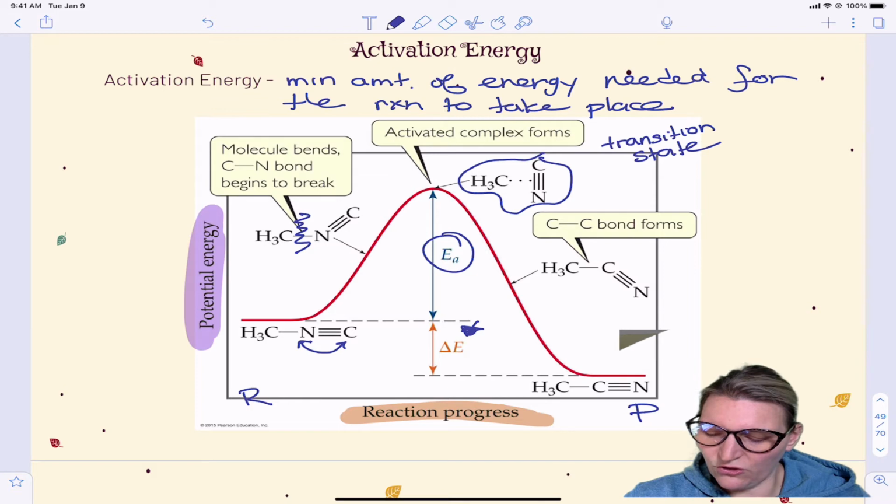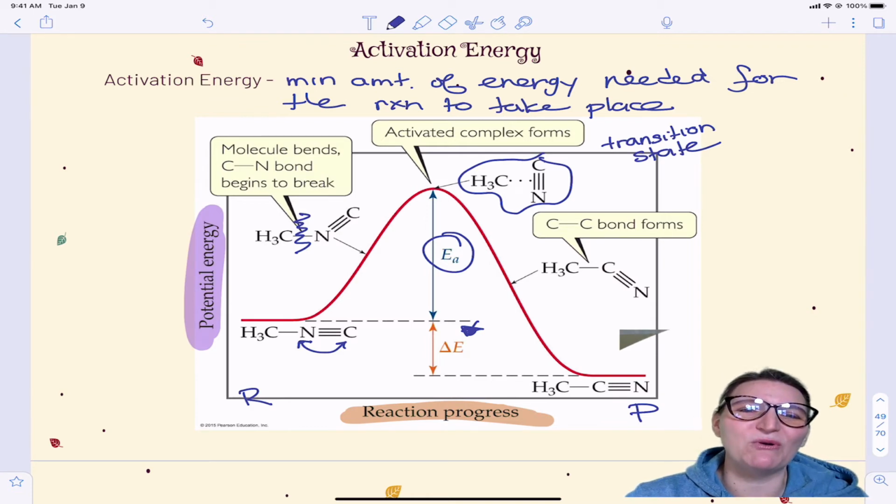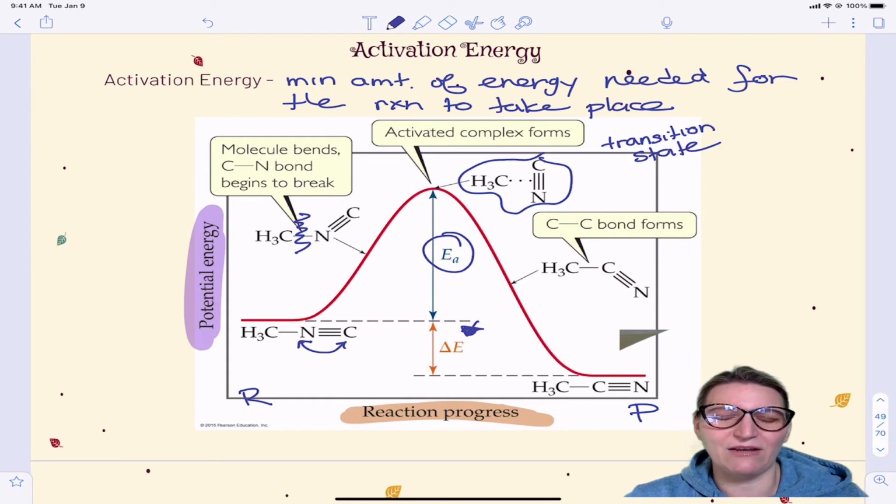And then as the new bonds form, you are left with the products, and the products have less potential energy than the reactants, right? If you were doing bonds broken minus bonds formed, it would come out to be a negative number. But what that doesn't include is this idea of activation energy.